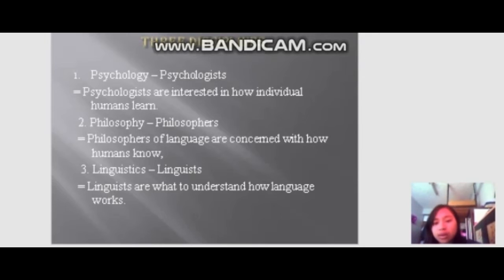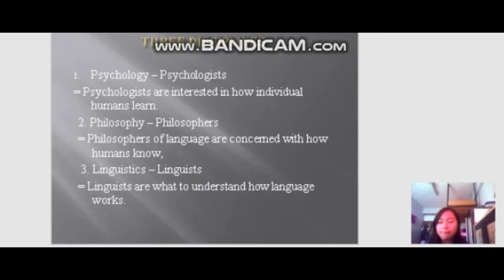And the last is linguists. So linguists want to understand how language works. So it means just what common knowledge two people possess when they share a language. So when they have different languages or talk in different languages, how can they understand each other?